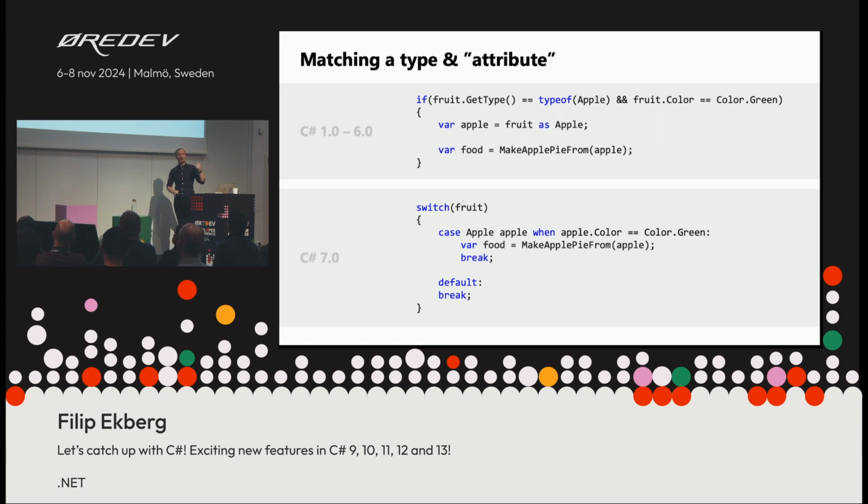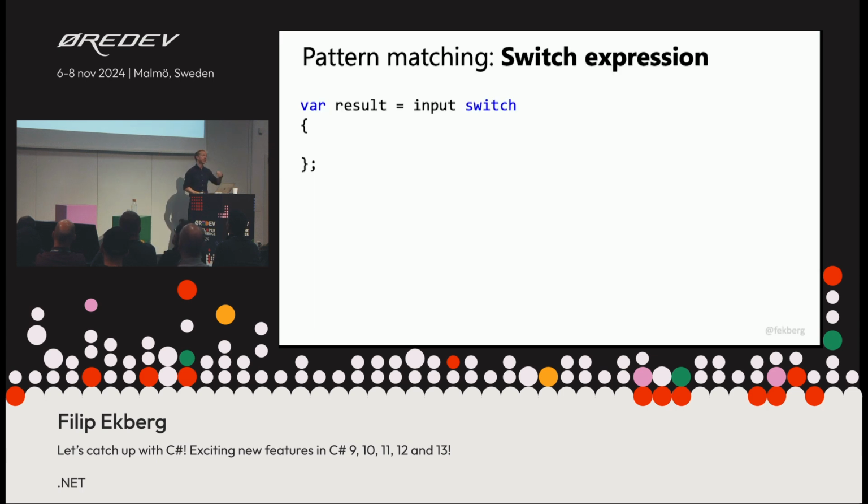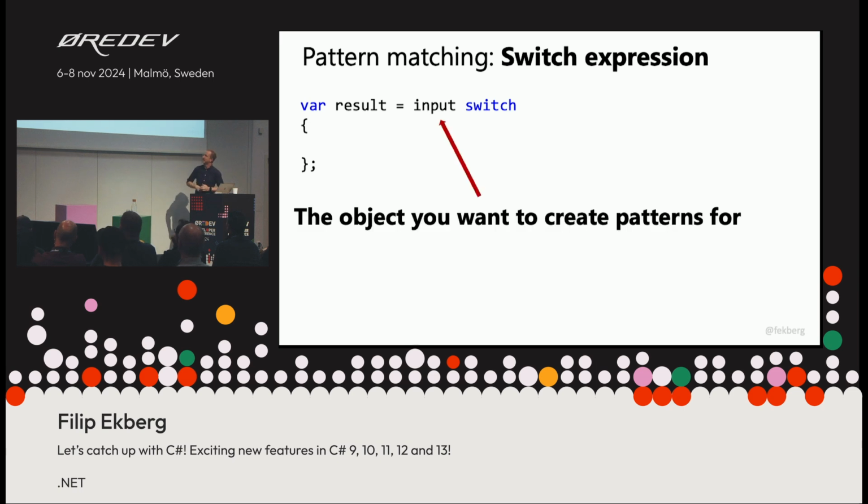But what I did like was that with C# 8 and C# 9 and onwards, they added support for something called switch expressions, and also adding support for many different types of patterns as well. So in this case here, we're going to switch it up a little bit, pun intended. We're going to take the input here, and this is what I want to create patterns for. I want to produce a result based off my input object.